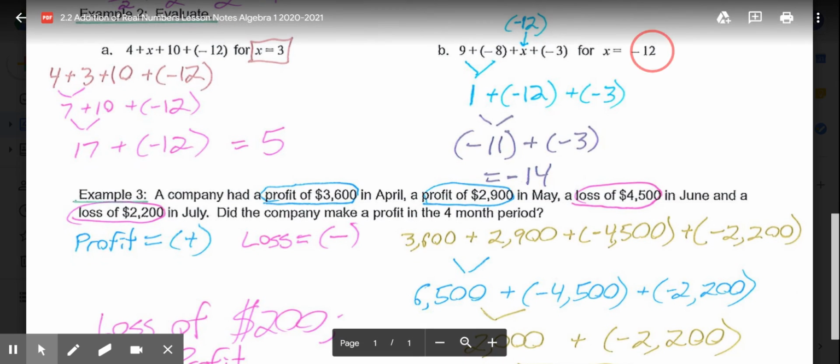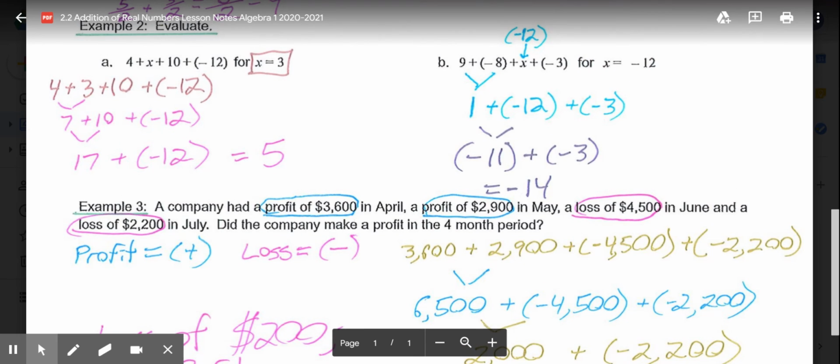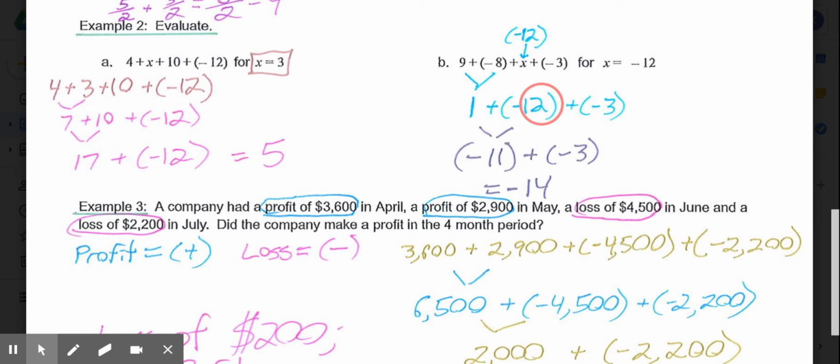And then in B, we're substituting the negative 12 for x. So we have 9 plus a negative 8 plus a negative 12 plus a negative 3. 9 plus a negative 8. 9 minus 8 is 1. 1 plus a negative 12. 12 minus 1 is 11, and we had more negatives, so it's a negative 11. Negative 11 plus a negative 3 would give us negative 14.